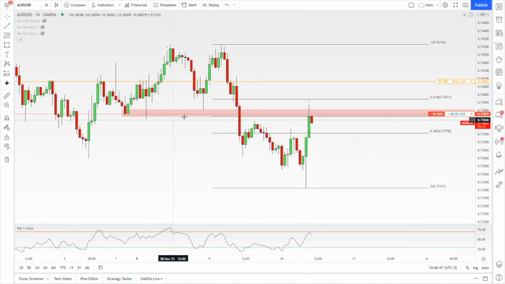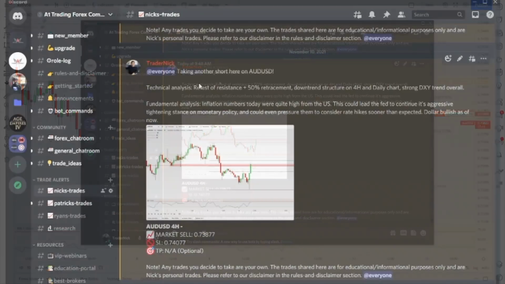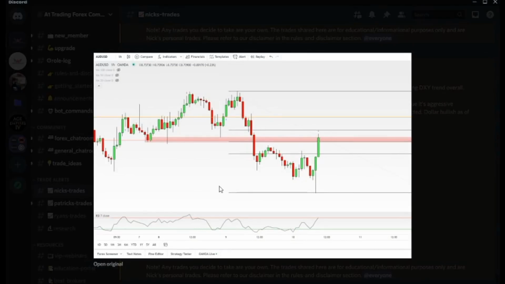So what's the reasoning behind the trade? Well, there's a couple different features, but one of the easiest ways to do this is just to pull up the trade alert that I shared. So here's the trade alert that I sent inside of the group. In terms of technical analysis, you can see the picture that I shared. Here's the entry right as I sent it.